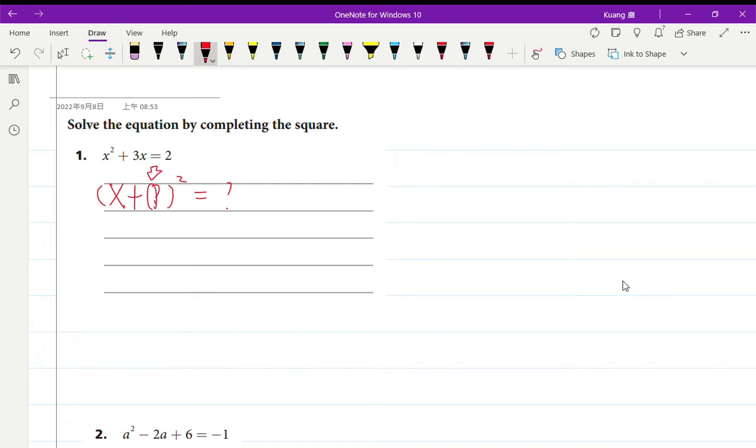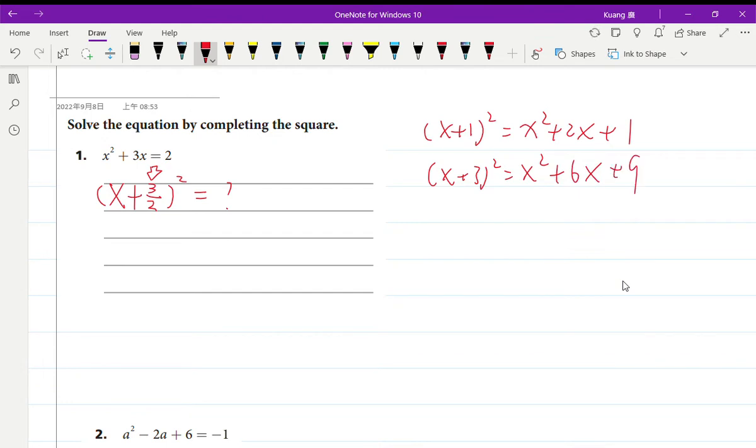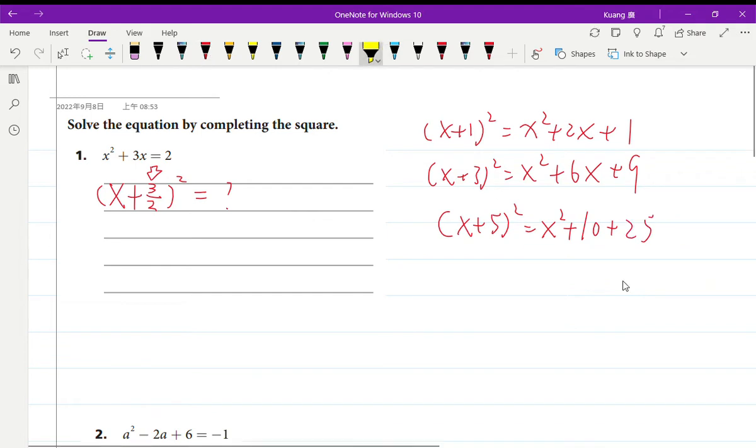This number here, you use the coefficient of x divided by 2. Let me show you. When x plus 1 squared, that will be x squared plus 2x plus 1. When x plus 3 squared, there will be x squared plus 6x plus 9. When x plus 5 squared, that's x squared plus 10x plus 25. Can you find the pattern? 1, 3, 5, and the coefficient of x is 2, 6, and 10.